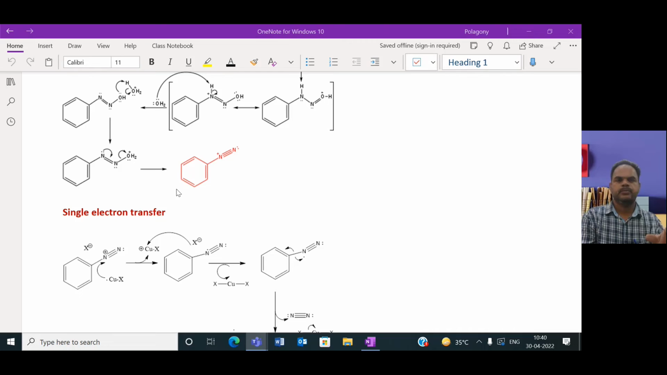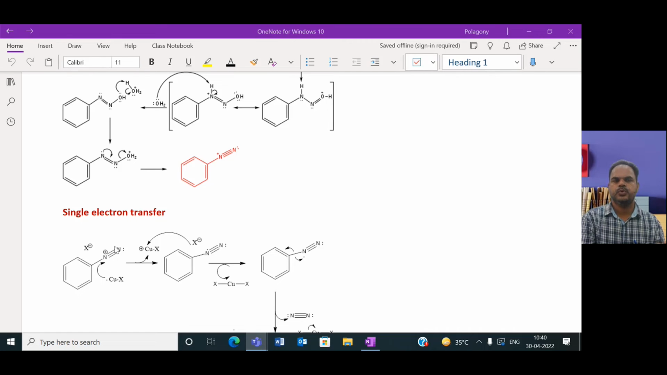So once the diazonium chloride is formed, it undergoes the next step, that is what we call the single electron transfer method. The single electron transfer method is a unique method, a free radical method we say. The diazonium chloride is treated with cuprous chloride, which, as I mentioned, is unstable and has an odd electron.